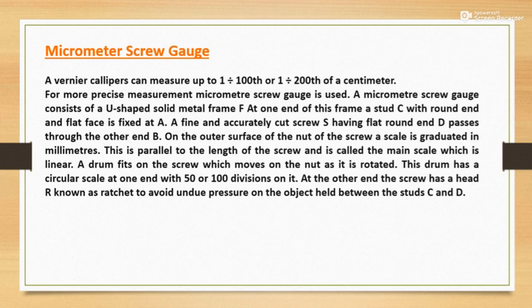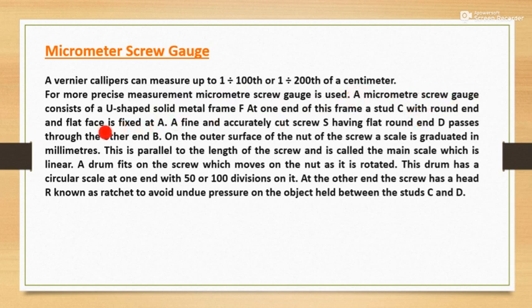First of all, I will describe what a micro screw gauge is. A vernier scale can measure up to 1 divided by 100th or 1 divided by 20th of a centimeter. But if the object is too small, for a precise measurement a micro screw gauge is used. If we are not able to measure the object, we use a screw gauge to find its length. Micro means small object.